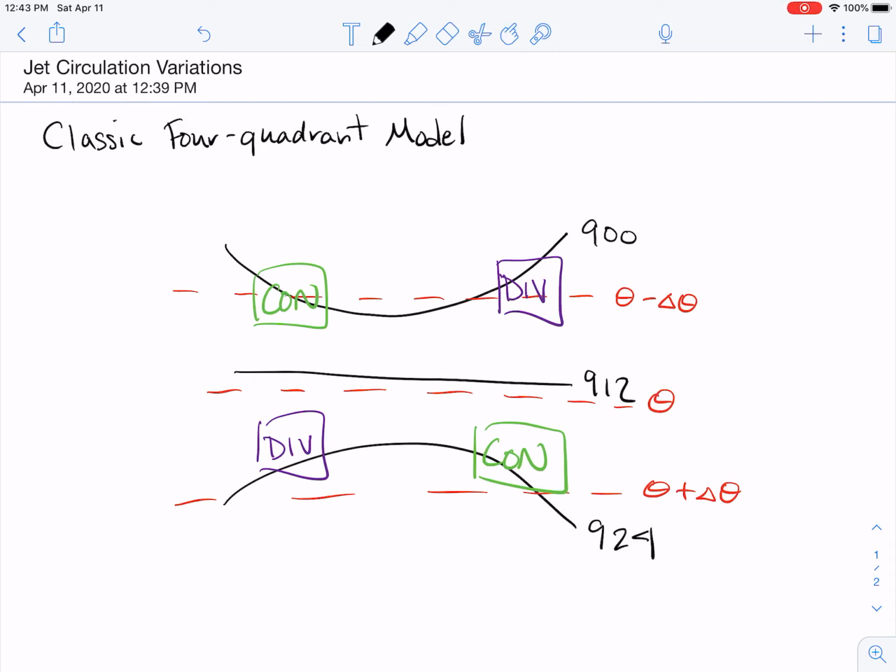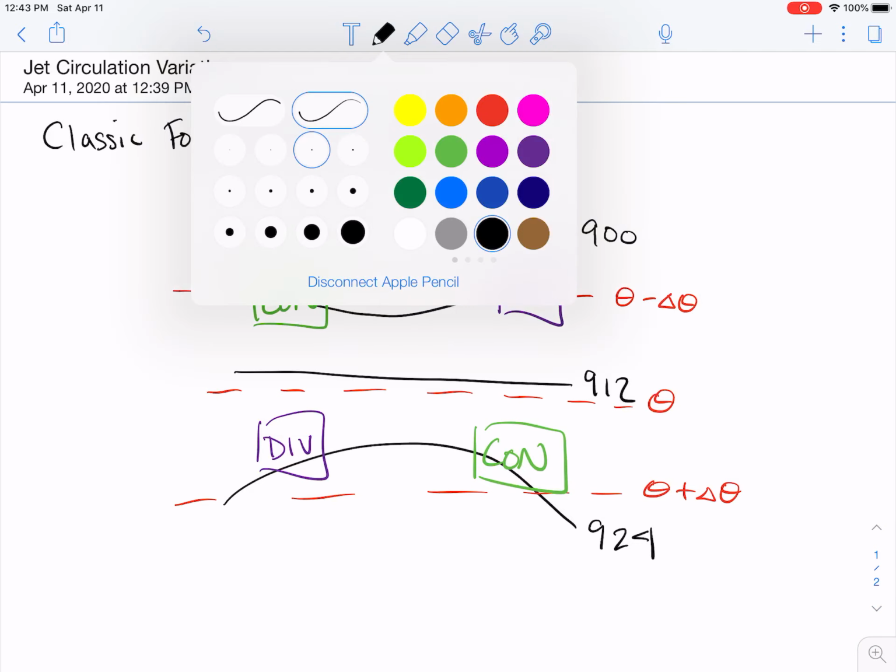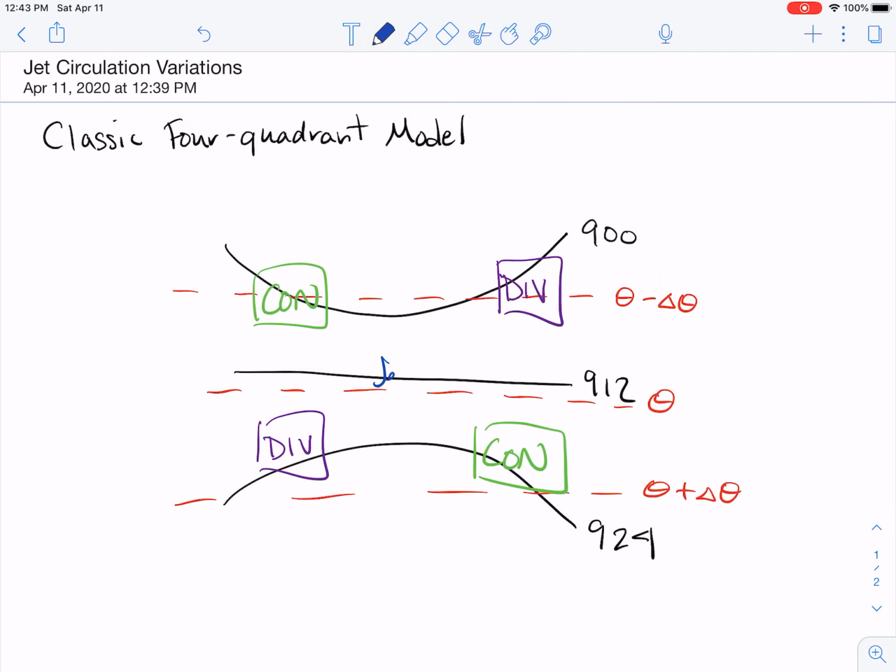And so what we have here is our classic four-quadrant model. We have divergence in our right entrance region and left exit region, and convergence in our left entrance and right exit. Again, thinking as we are going along with the flow due to our maximum of our jets in the center, jet max. And so we can maybe even draw a circle around this, maybe a second circle indicating our jet maximum there.